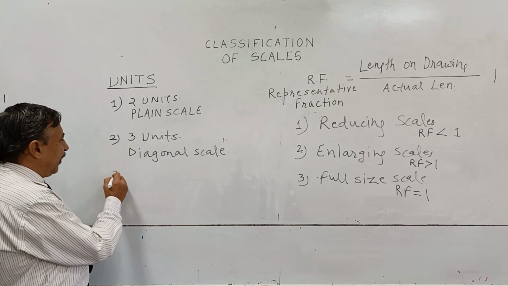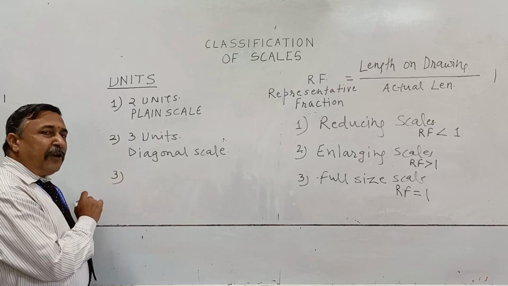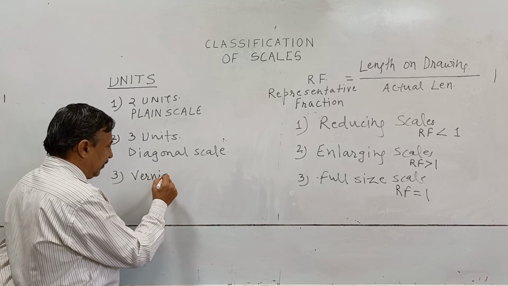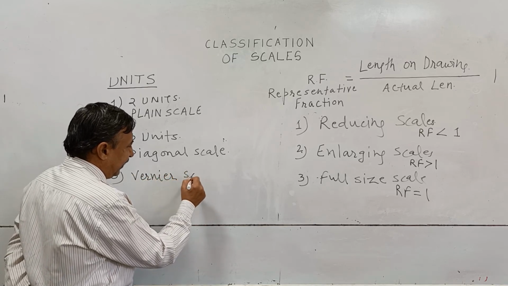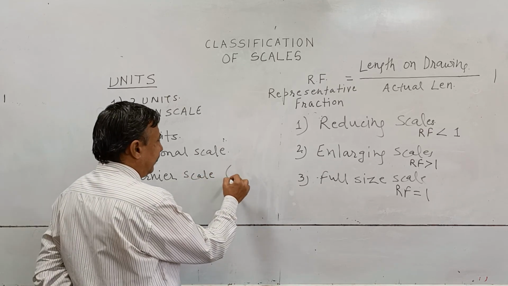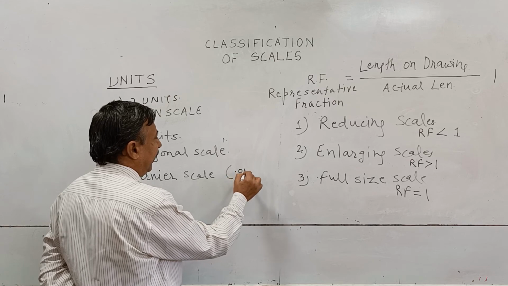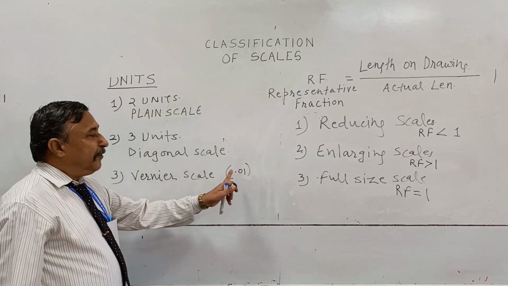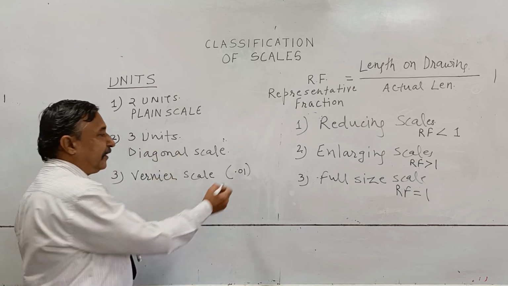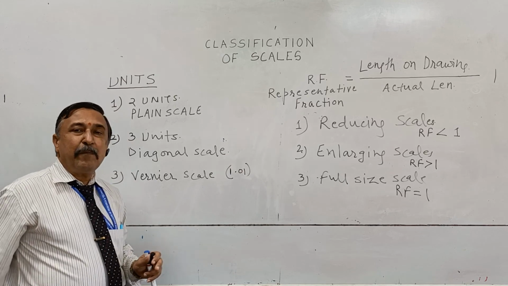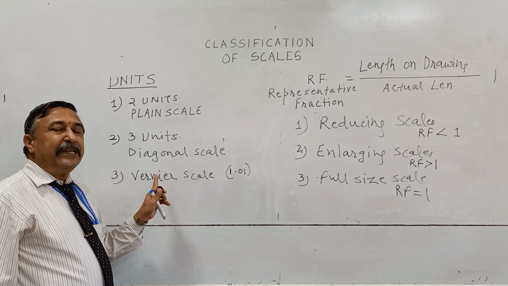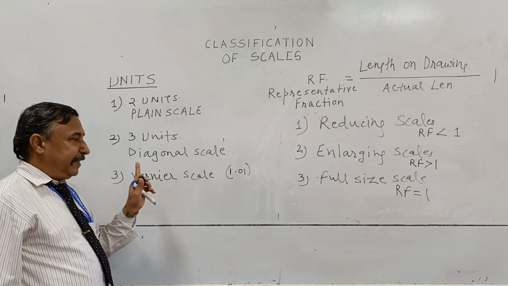Now one more scale, which you already know, is called the vernier scale. The least count of the vernier scale is, suppose, 0.01, which means we can measure 3 units in a vernier scale also. This is the main unit. So the vernier scale is another type of scale, but the construction of this scale is different.